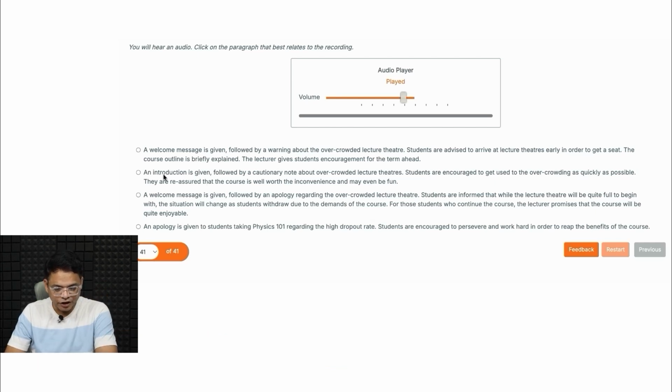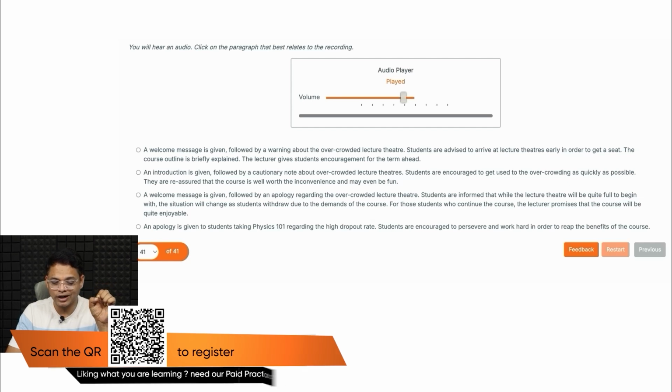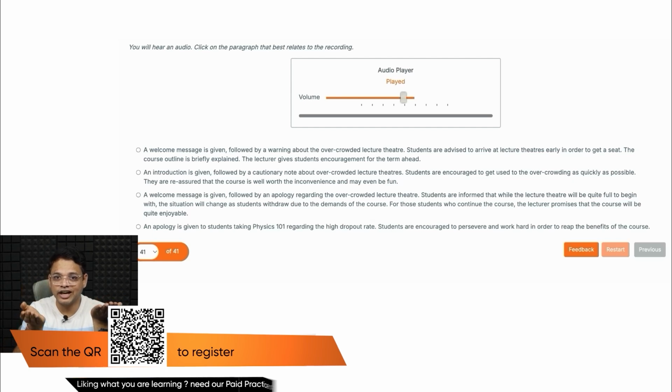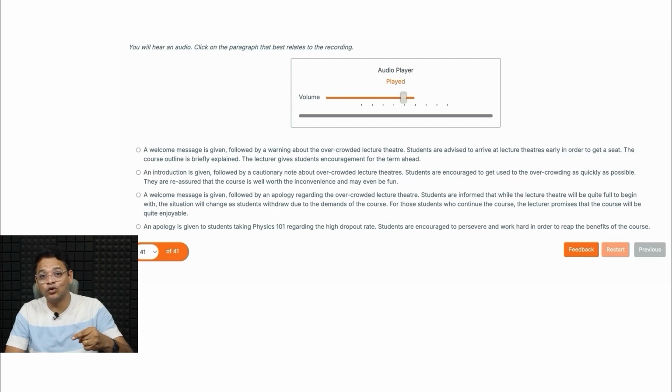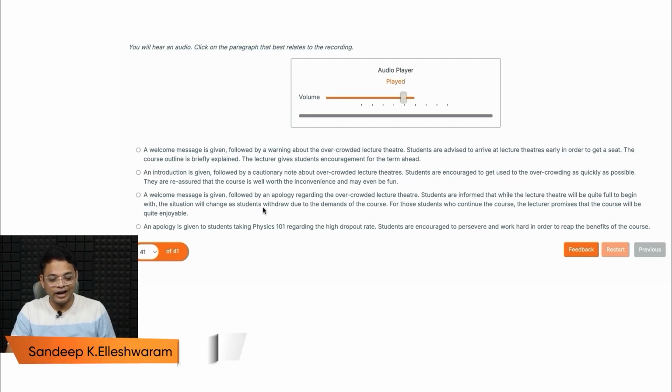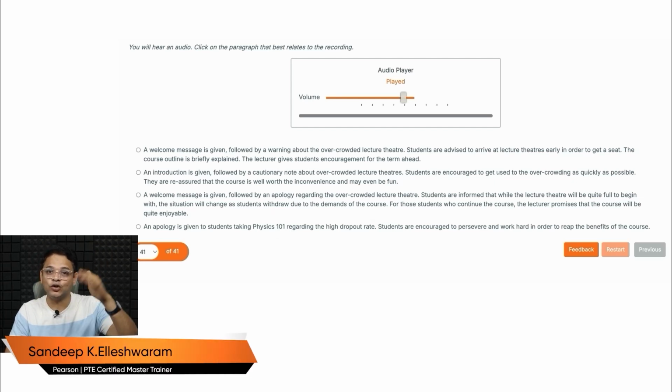The next one, an introduction is given. Introduction, welcome message was given, but still let's read. Followed by a cautionary note about overcrowded lecture theatres. It was not a caution, it was an apology. There is a lot of difference between caution and apology, right? Apology was given. So again, second one is also wrong. And let me first pick the fourth one, sir, because fourth one is shorter. If I prove the fourth one to be wrong, I don't have to read the third one. I can directly go for that.